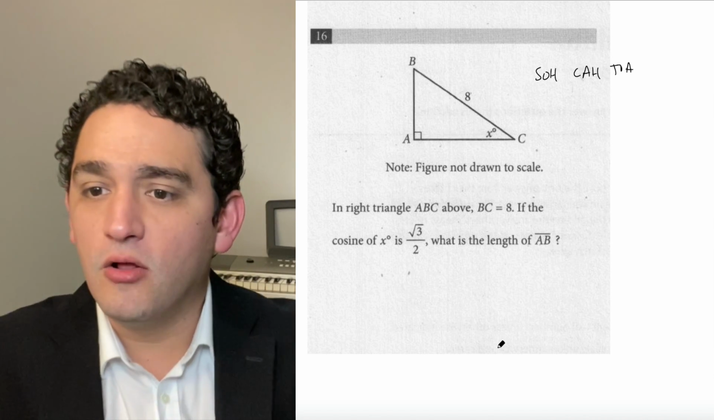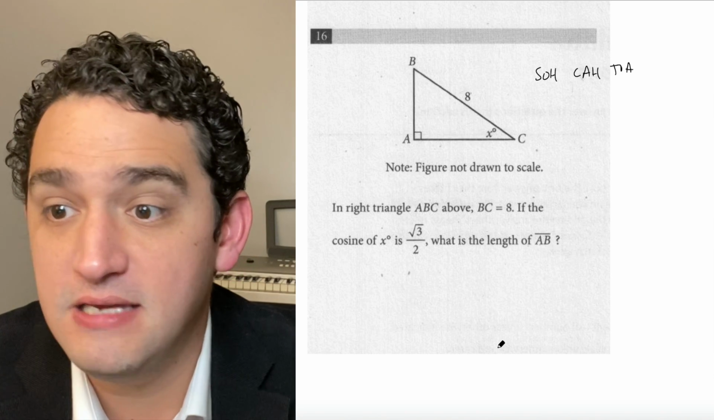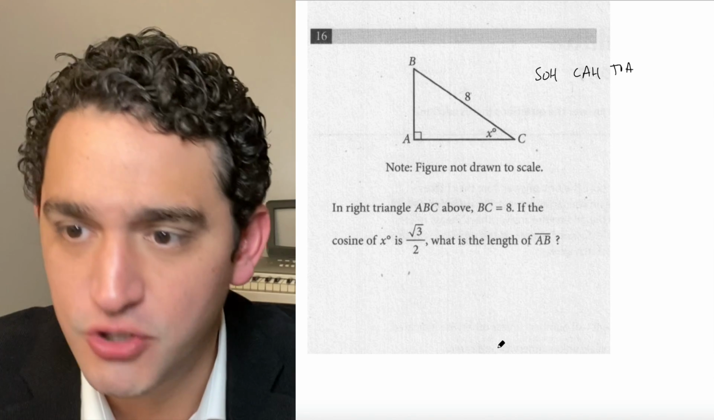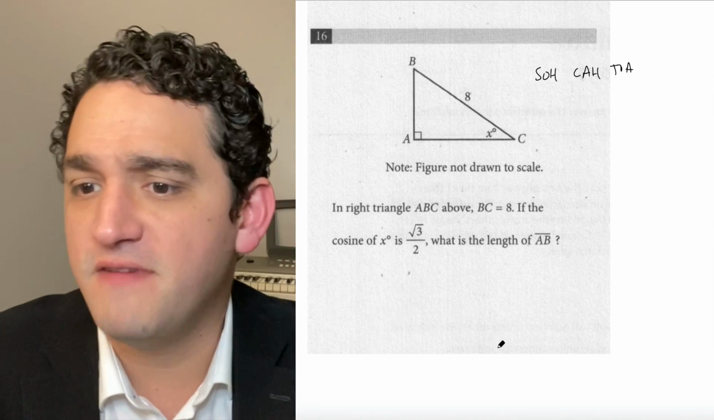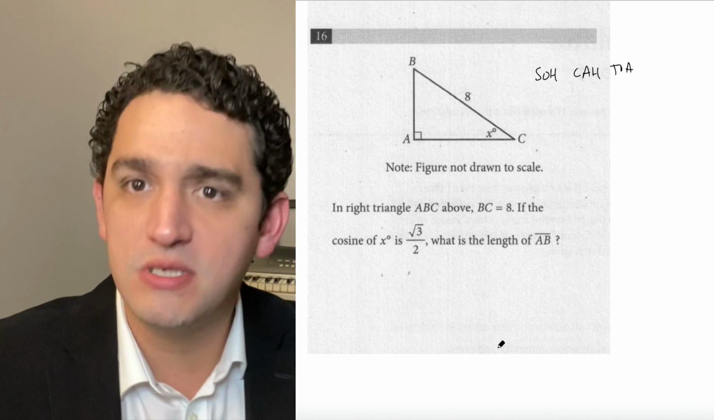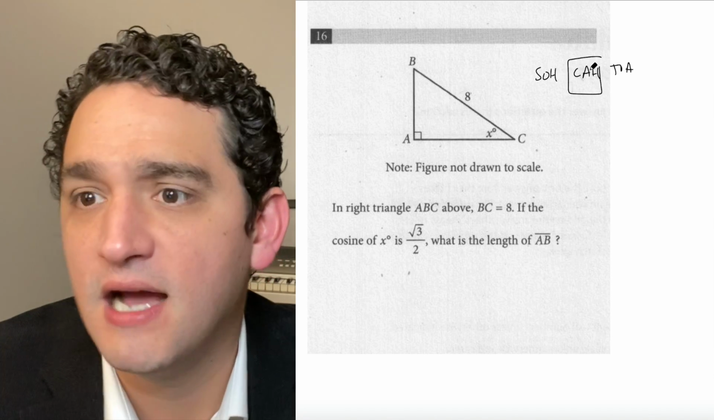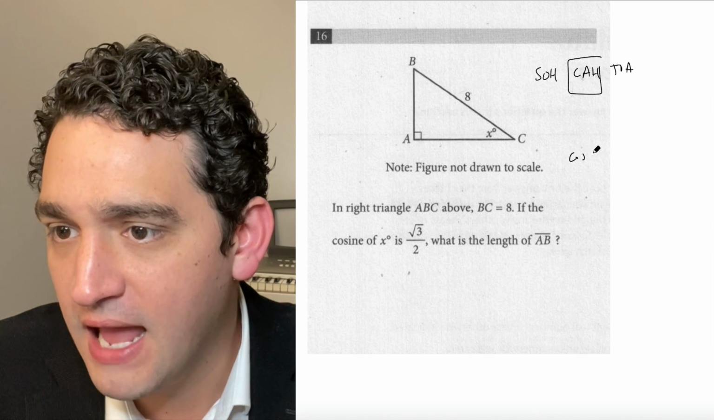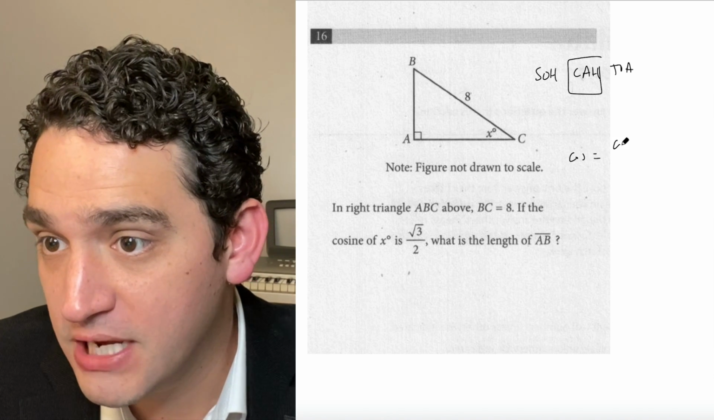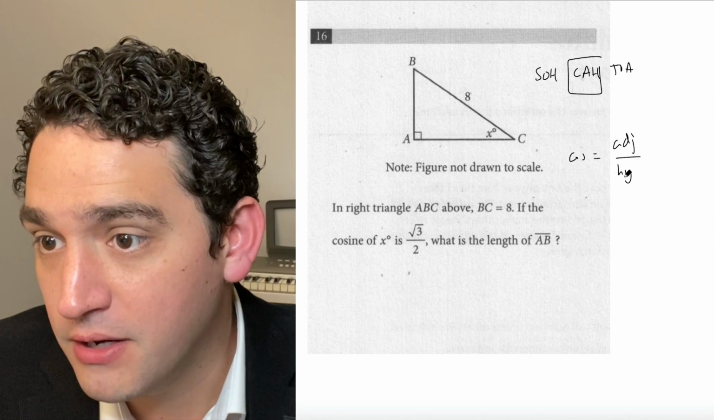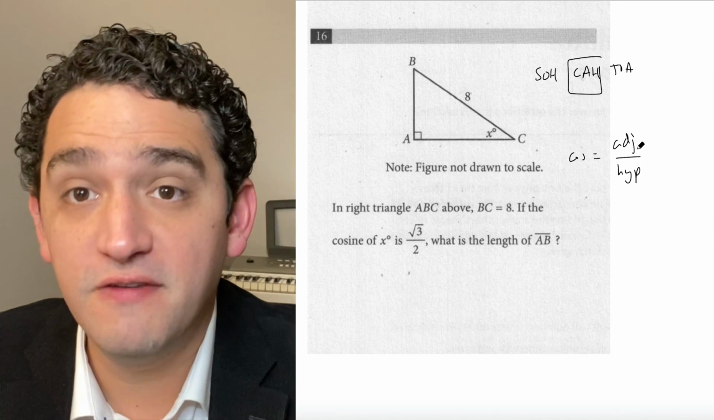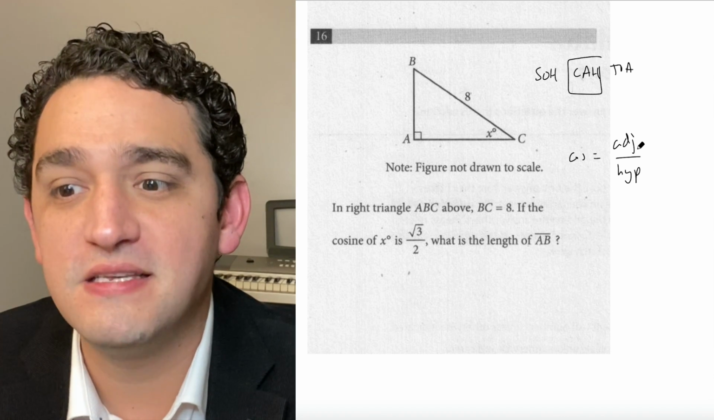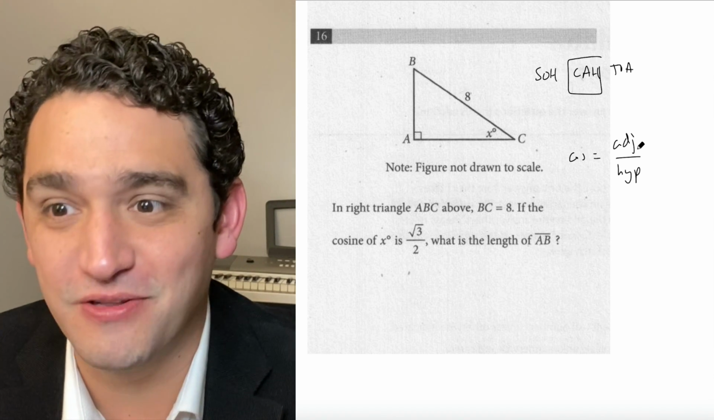In the right triangle ABC above, BC equals 8. If the cosine of x is root 3 over 2, yikes, what is the length of AB? So we know they're talking about cosine. Let's focus on this CAH, and before anything else, let's just write down the cosine of any angle equals the adjacent over the hypotenuse. Now don't forget, a trig function is not a value. A trig function is a ratio. This is how we're going to find out the answer to this question.